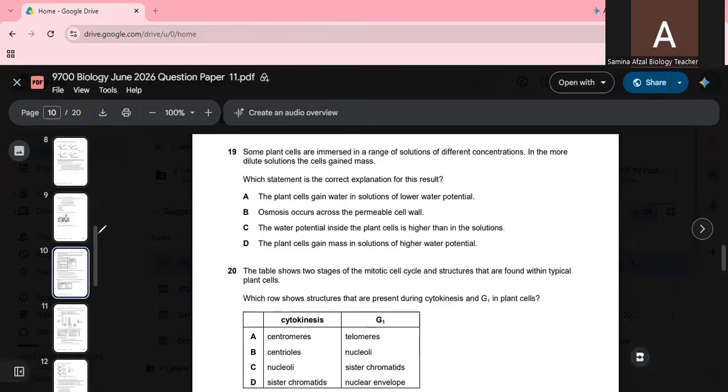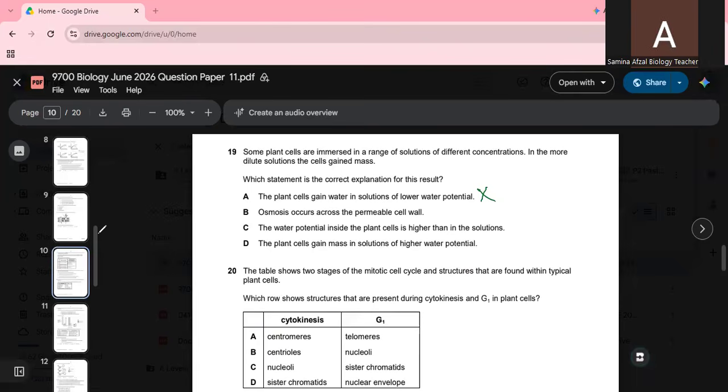The plant cells gain weight in solutions of lower water potential. In this case, when these plant cells are kept in a solution with lower water potential, then what will happen? The water will move out. So this is not the correct option, because water will enter into the cells from a solution of higher water potential. So they are talking about the lower water potential. So A is not correct.